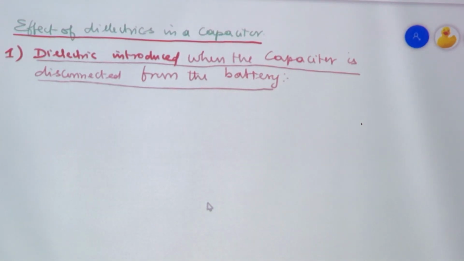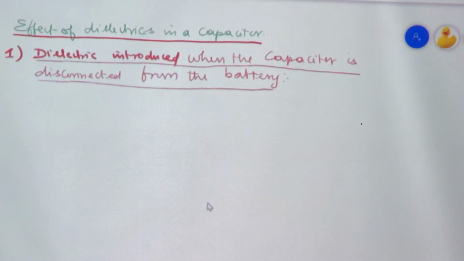Let us continue the concept that we have seen in the last class. In the last video, in the final stages, I told you about the effect of dielectric in a capacitor. The effect of dielectric means that if a dielectric is introduced in between the two plates of the capacitor, the capacitance of the capacitor will get altered. That can be studied in two ways. The first way is what will happen when the dielectric is introduced when the capacitor is disconnected from the battery.